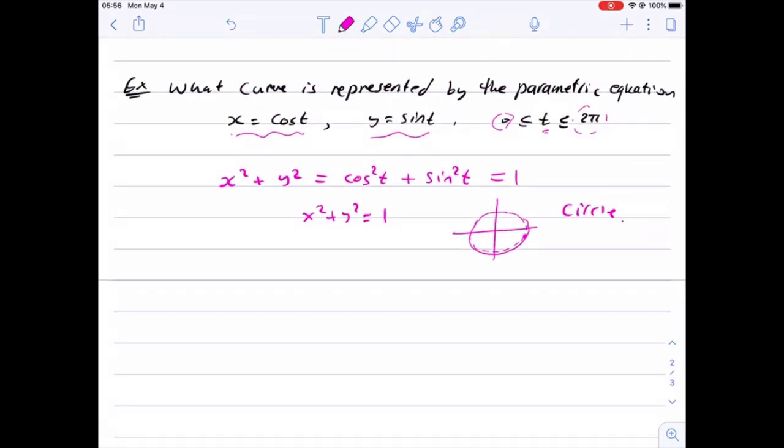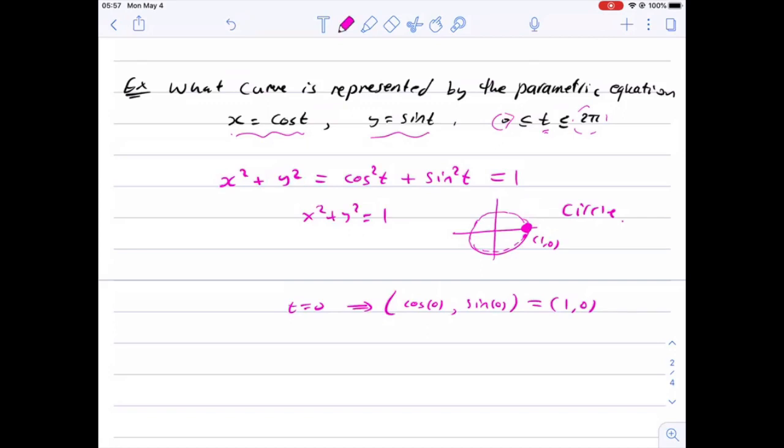Now, what is the orientation of this? This is a circle. Is it clockwise or counterclockwise? To determine that, we need to choose some points. So let's start with t equals 0. When t equals 0, x of t is cosine 0 and y of t is sine 0, but cosine of 0 is 1 and sine of 0 is 0. So the point is (1, 0). So this is the starting point, (1, 0), this point here.